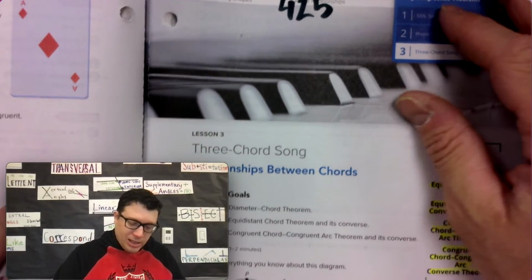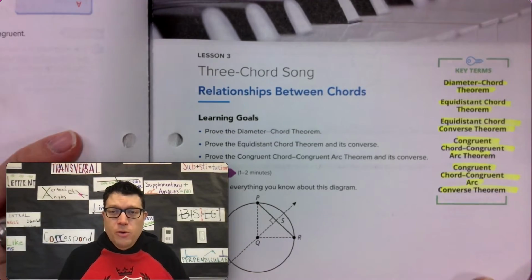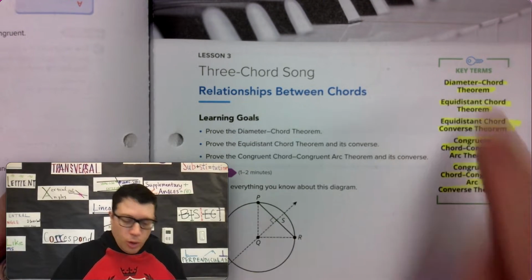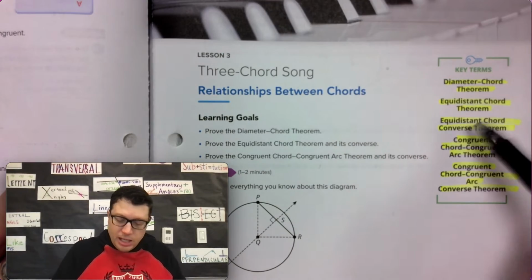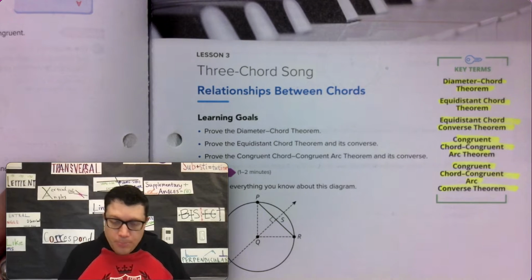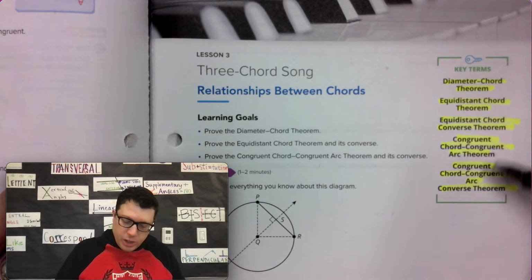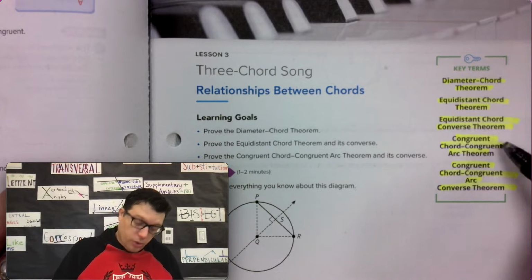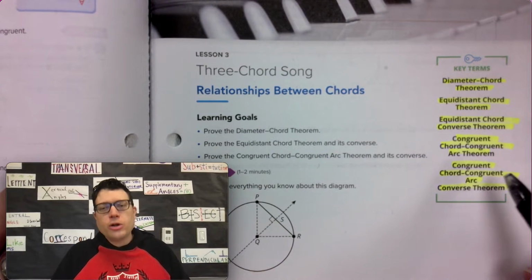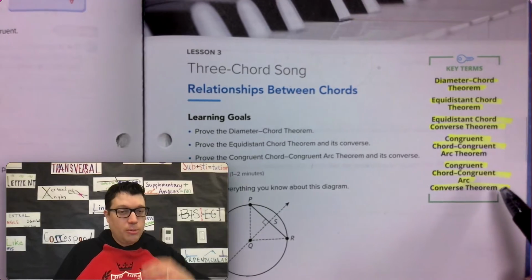We are in the relationship between chords. We have some vocab words. We've got the diameter chord theorem. We have the equidistant chord theorem. We have the equidistant chord converse theorem. We have the congruent chord, congruent arc theorem. We have the congruent chord, congruent arc converse theorem.